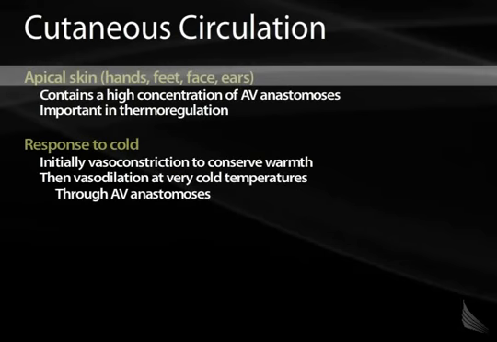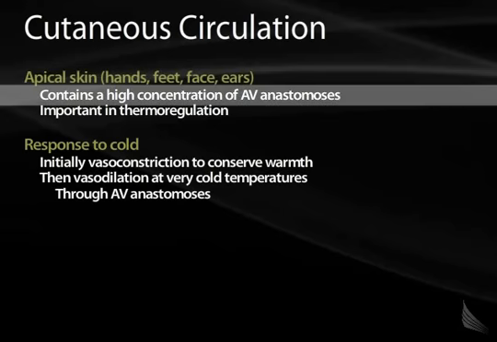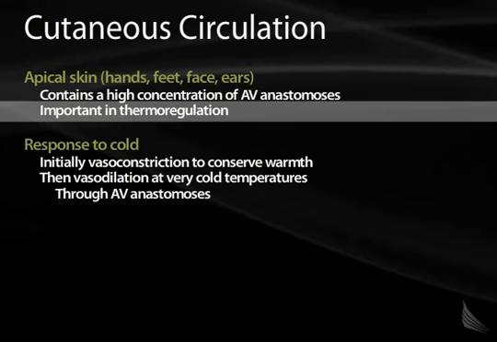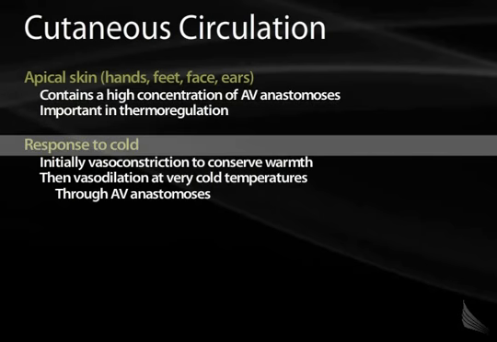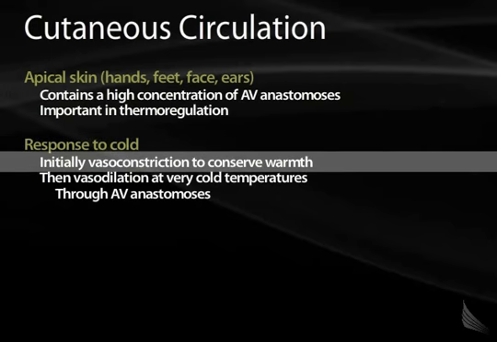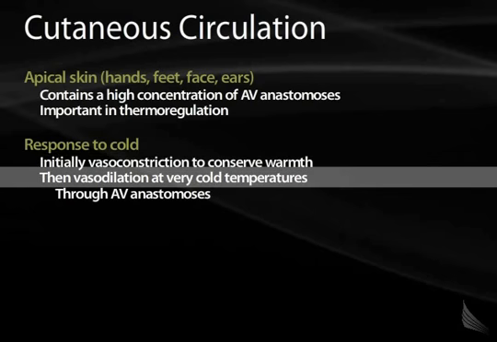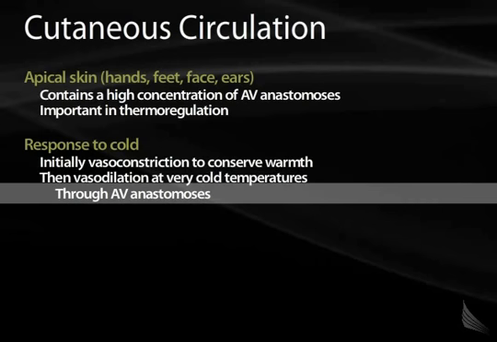The apical skin, which is seen in the hands, the feet, the face, and the ears, contains a high number of AV anastomoses. These channels are very important for thermoregulation. In response to cold stimuli, initially there is vasoconstriction. This allows blood to not enter these AV anastomoses. This conserves the patient's warmth by keeping the blood below the level of the skin. At very cold temperatures, however, vasodilation may occur to allow the skin to warm up again in order to prevent frostbite. This occurs through AV anastomoses.